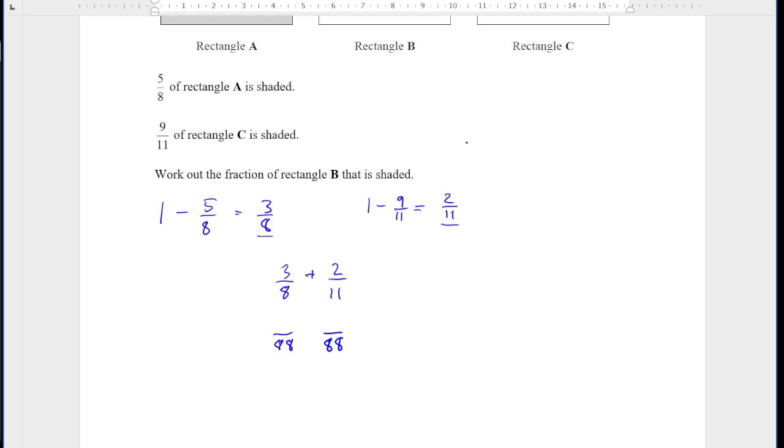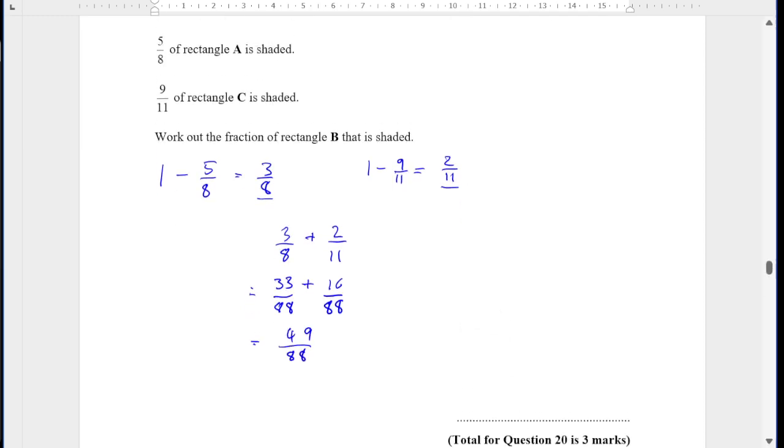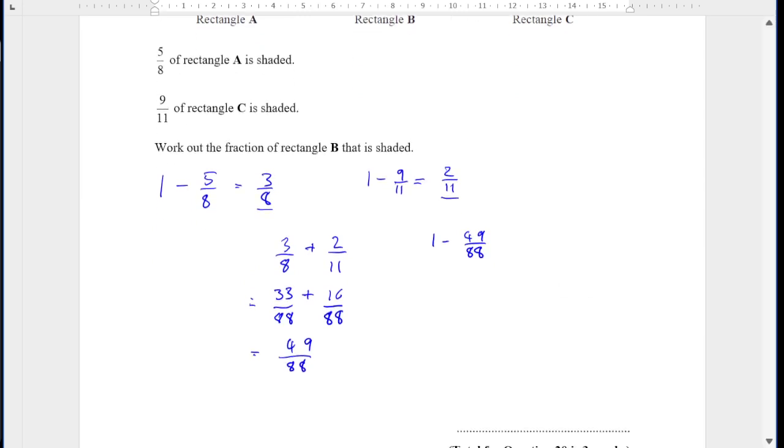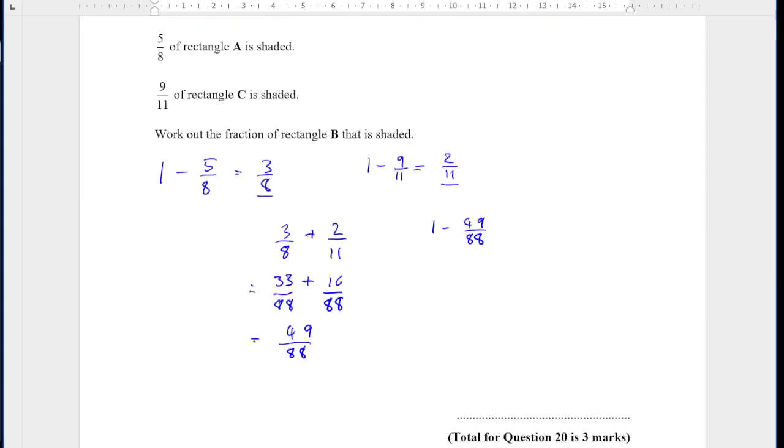So the first fraction needs to be times by 11, so it would be 33, and the second fraction needs to be times by 8, so it would be 16. And when I add those together, I'm going to get 49/88. So I need to subtract that from rectangle B, so I just need to do 1 minus 49/88, which is going to give me 39 out of 88. And that's how we do that question.